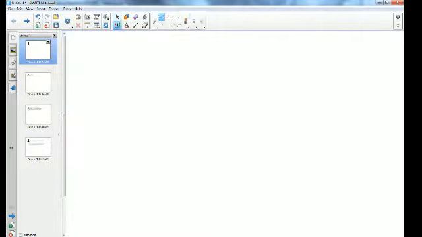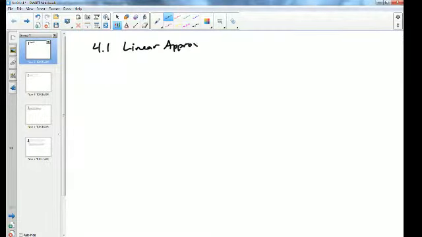So we're in 4.1 now, the chapter on linear approximation. I have not posted this yet on Classroom. It's just been kind of... everything's been late this morning.